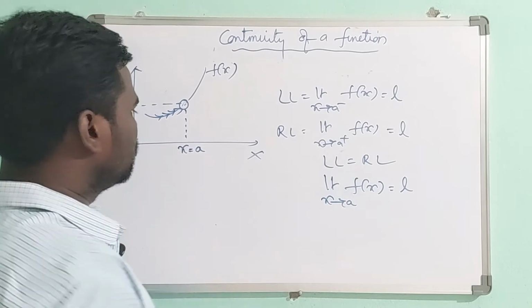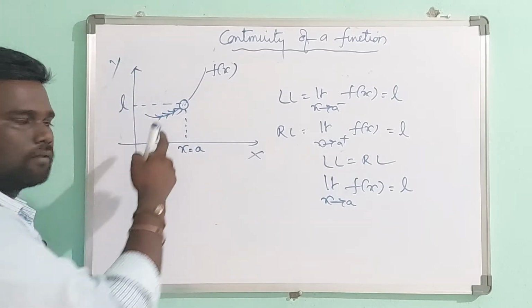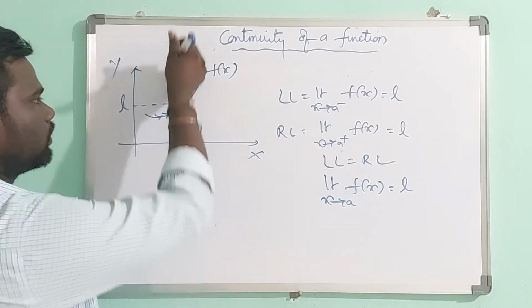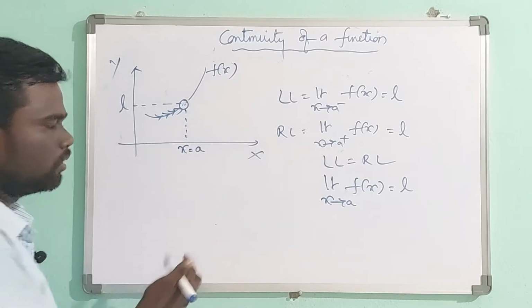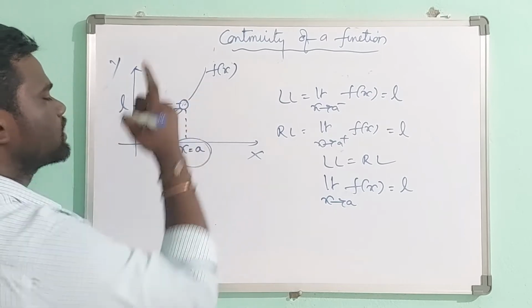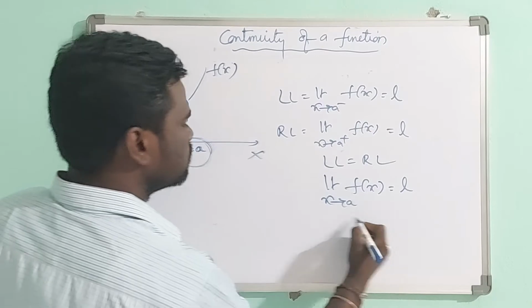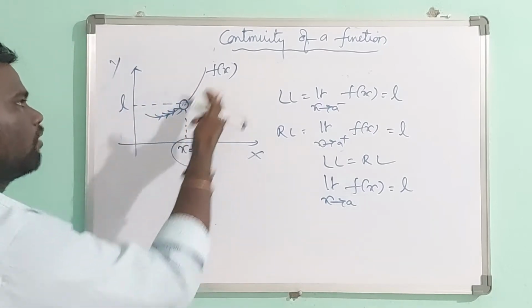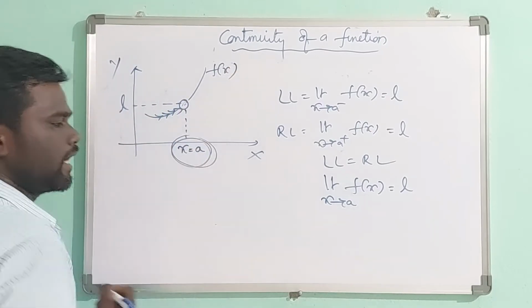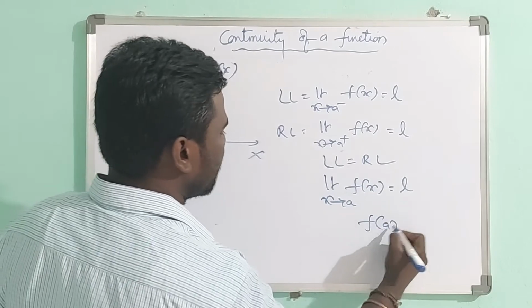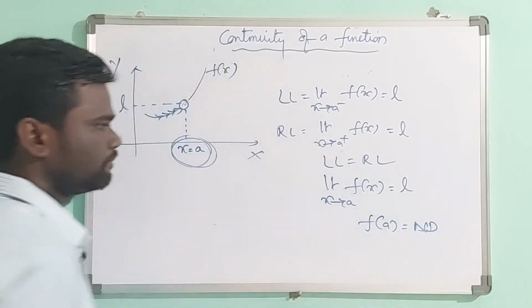But what is the value of the function for this curve? Here there is no value of the function. So at x equal to a, the functional value is not defined. Why? Because there is no value for this function at x equal to a. So f of a is not defined.